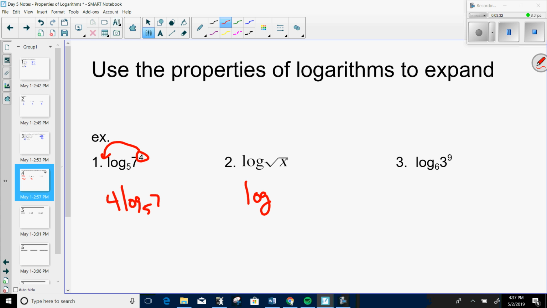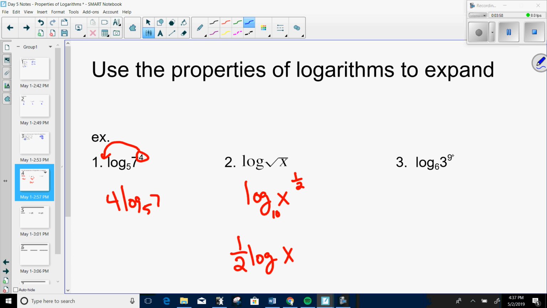This one's not as obvious. Log square root of x. One thing you have to remember, and we've talked about this, and we're not going to do a whole lot of these, is that a square root can be written as exponents. A square root is the same thing as raising something to the 1/2 power. Then I can take that 1/2 power and move it out front, and this becomes 1/2 log base 10 of x. Remember that there is really a base there of 10. I don't need to write it there, but it's good to have and remember that that's the case.